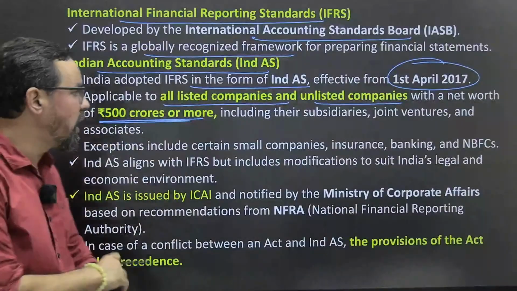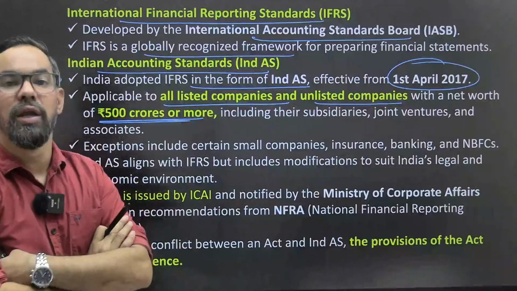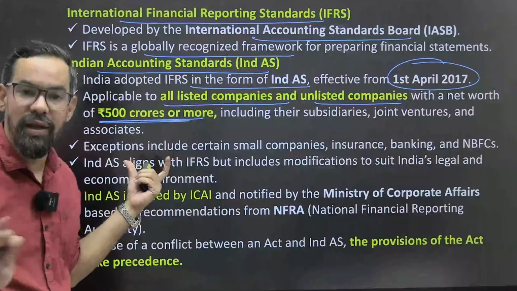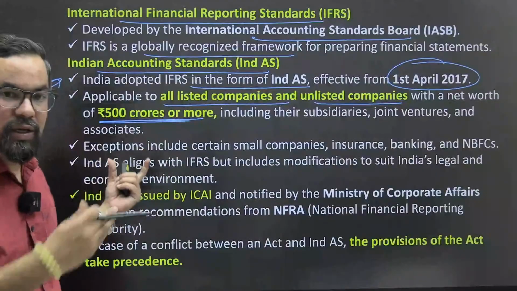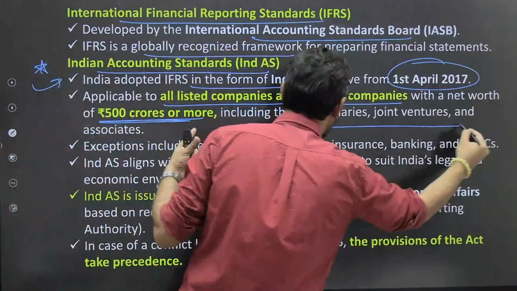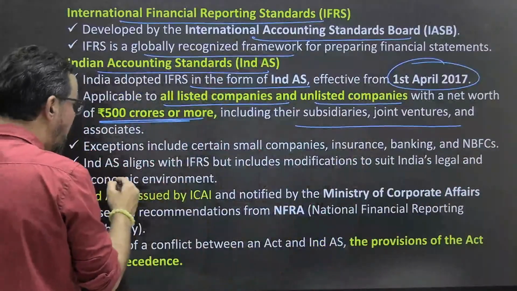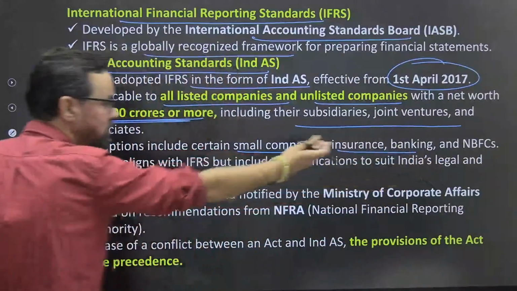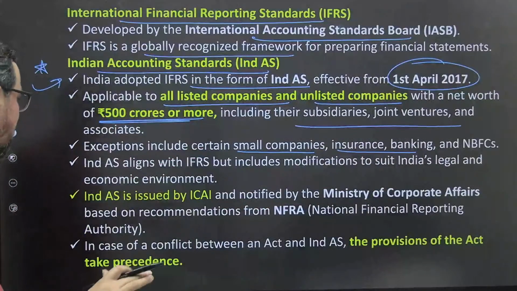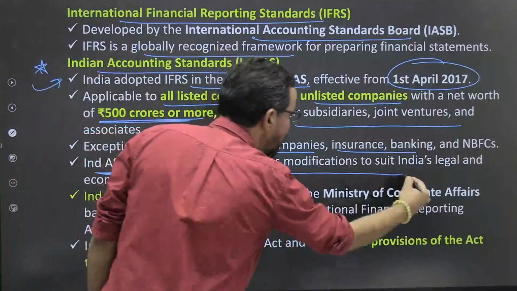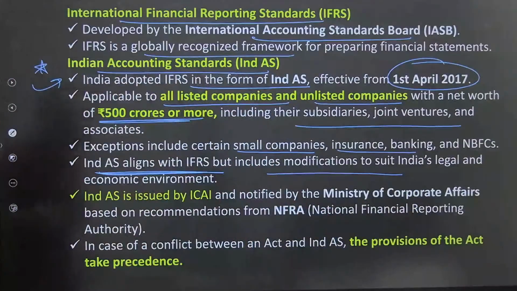So for companies whose overall net worth is 500 crore and above, Indian Accounting Standards will be applicable, whether it is a listed or unlisted company, including their subsidiaries, joint ventures and associates. Some small companies, insurance, banking and NBFCs are excluded from this. Indian Accounting Standards are aligned with IFRS but include modifications to suit India's legal and economic environment.